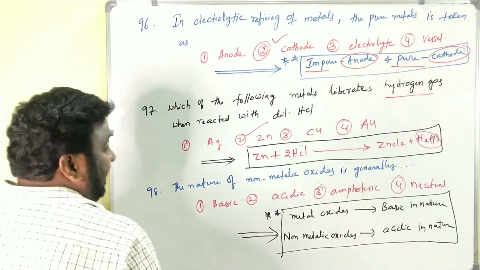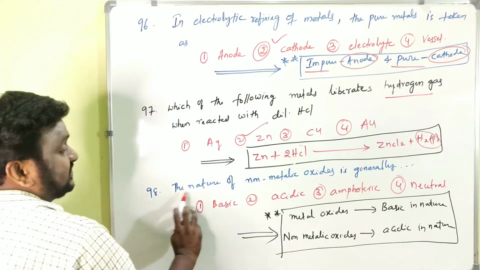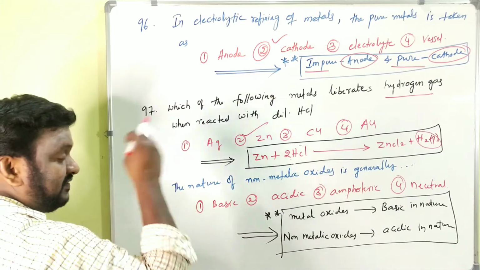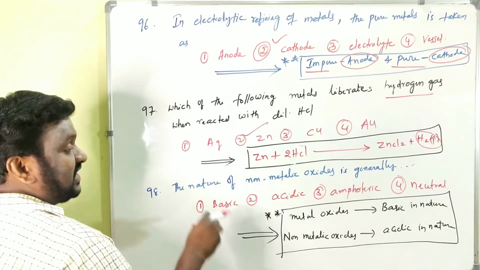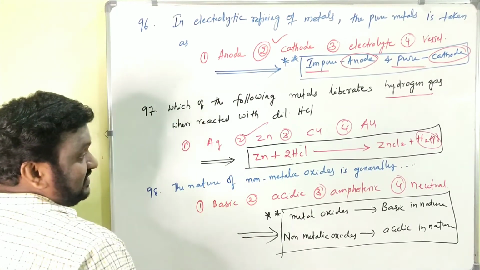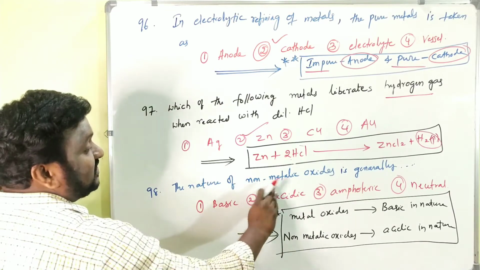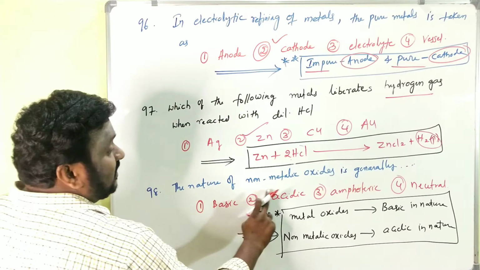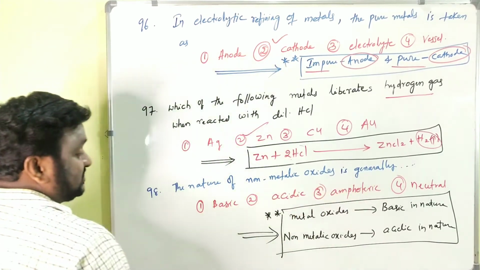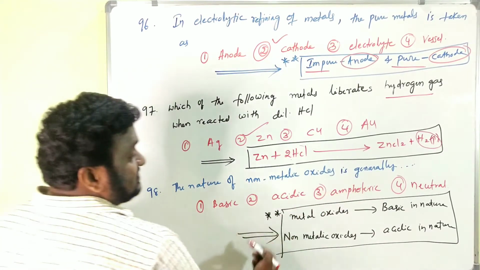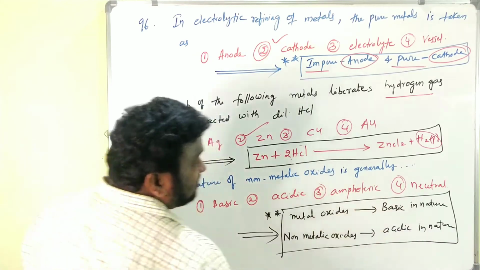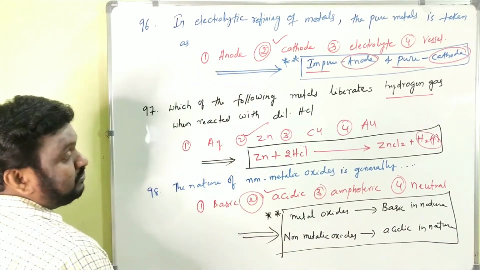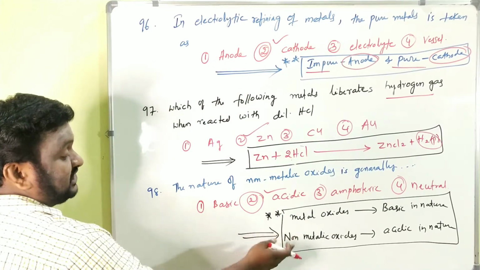That's clear. And the next question: the nature of non-metallic oxides is generally. In the previous exam in 2021 he asked about metallic oxides, and this year he asked about non-metallic oxides. That's why you have to remember both. Options given: basic, acidic, amphoteric and neutral. So acidic is the right answer. You have to remember these 2 points, no need to confuse.